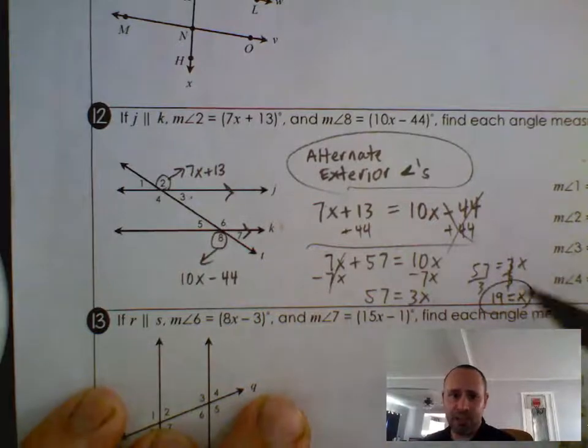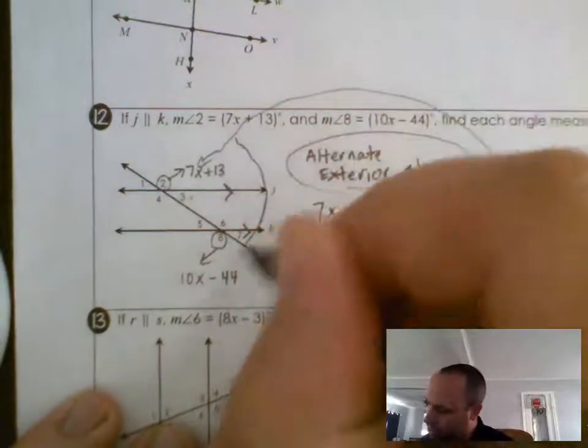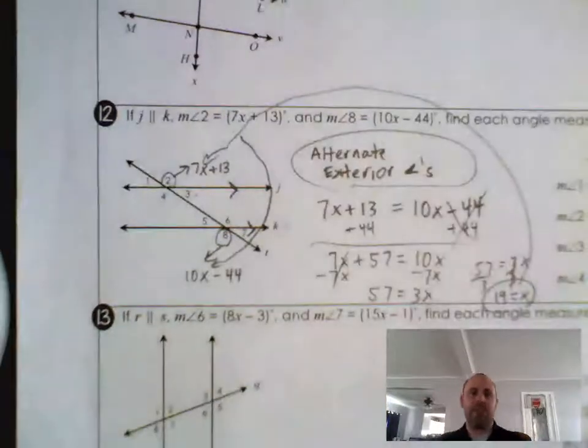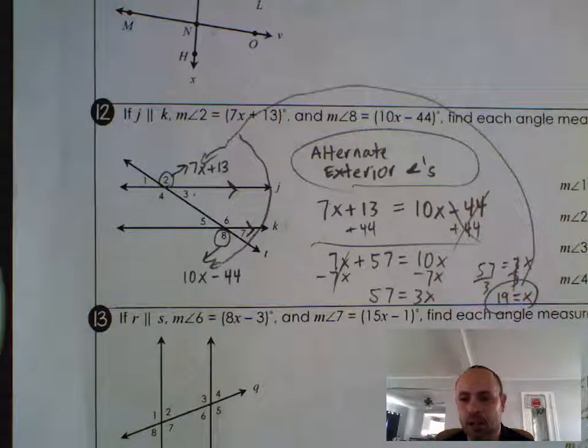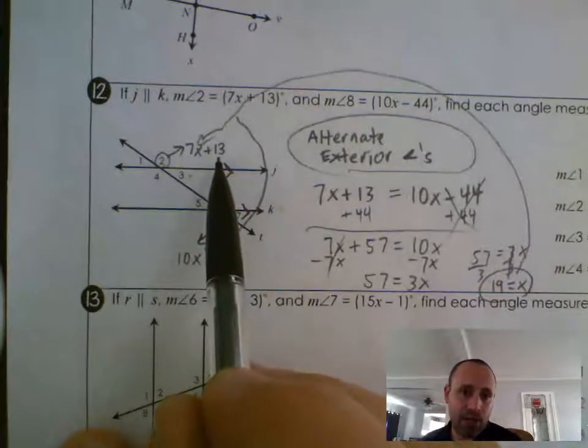So once I know that x equals 19, now I can go back and plug this in here and also there. If I plug a 19 in here, that might be a time to use your calculator. So 7 times 19. Well, I know 7 times 20 is 140, and I have to shave off 7 because I'm doing 19 each time instead of 20. So 140 minus 7 is 133. 133 plus that 13 is 146.